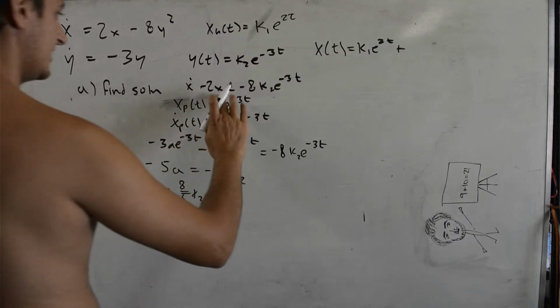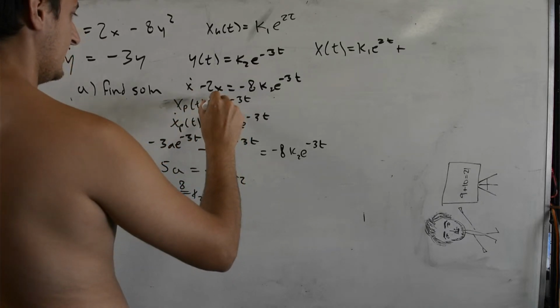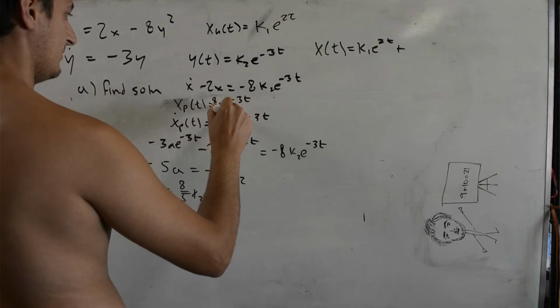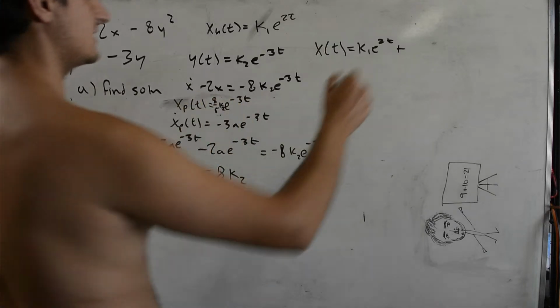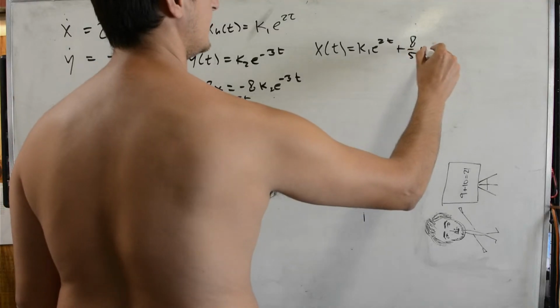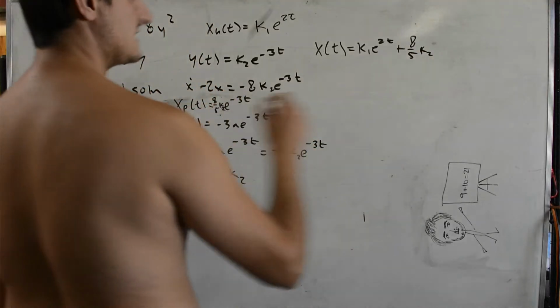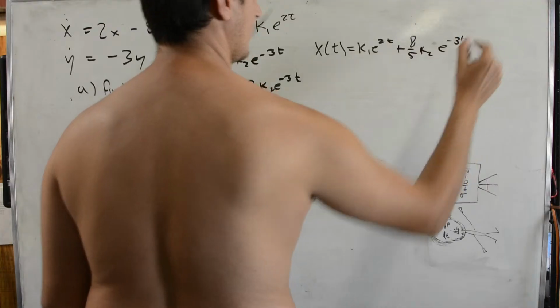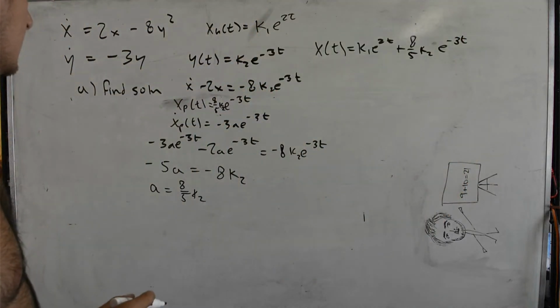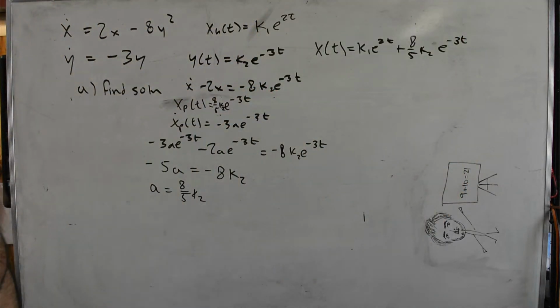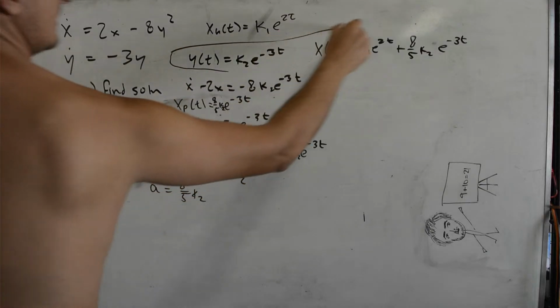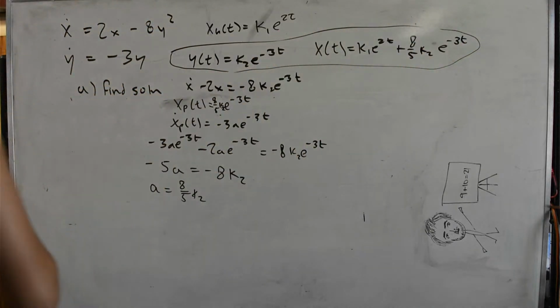Oh wait, but this is actually where I messed up. This is 8/5 k2. The parameter is still in there. So this is going to be 8/5 k2 e to the minus 3t. I think that's everything, right? And so this whole thing is the general solution, but now we probably need to find a couple of initial condition solutions.